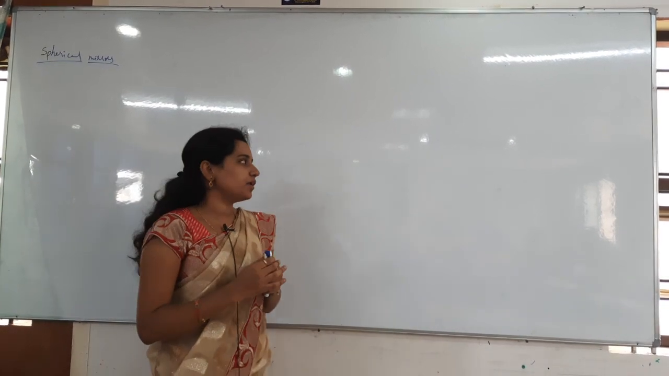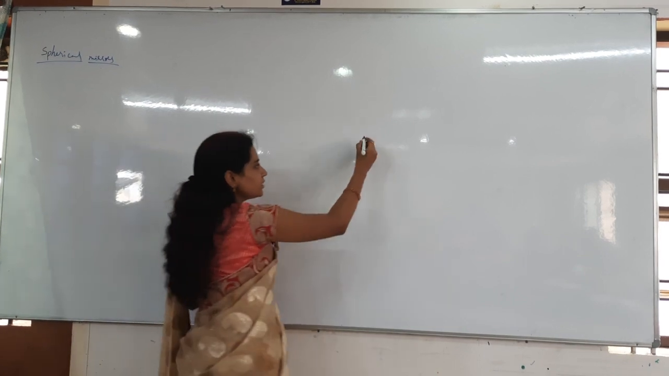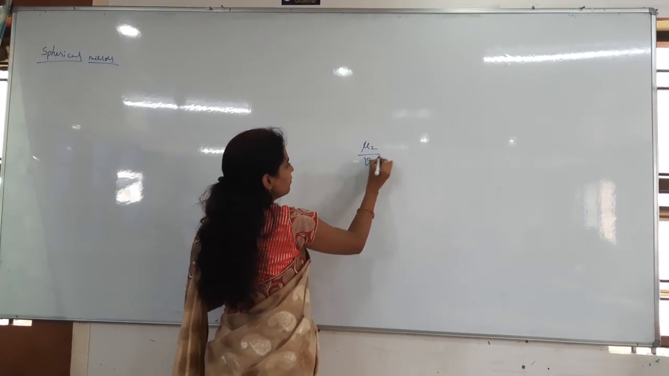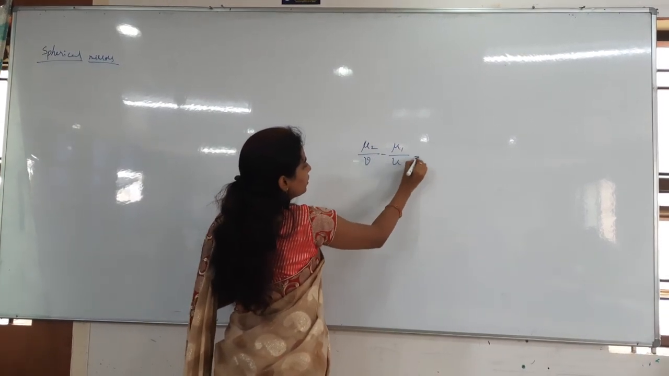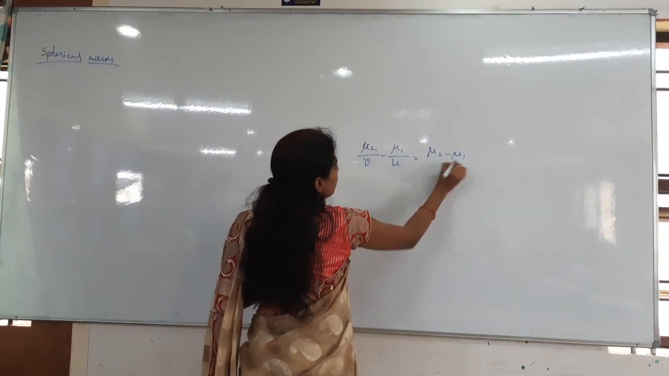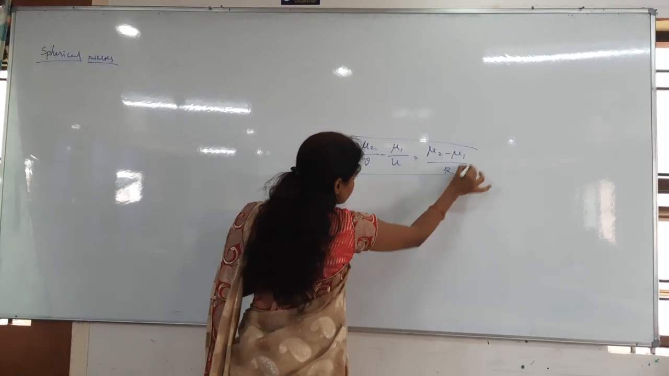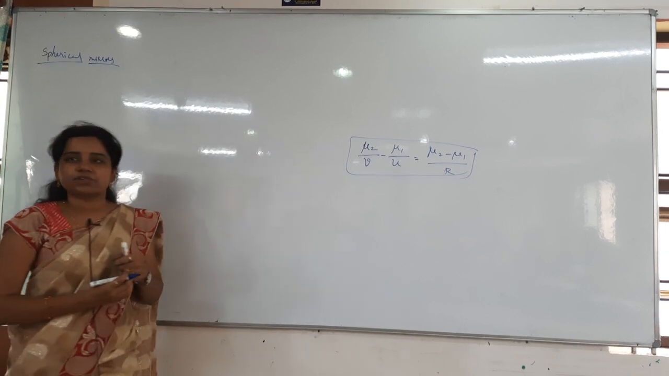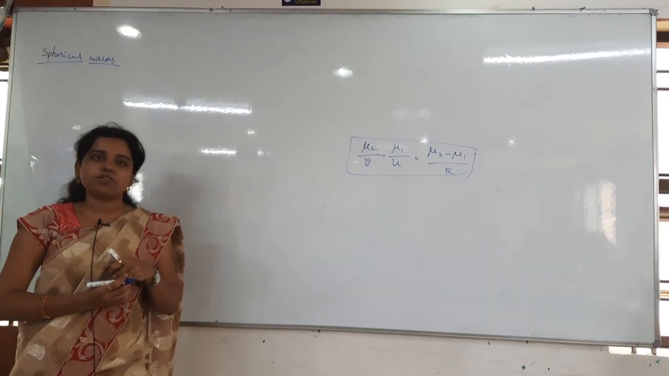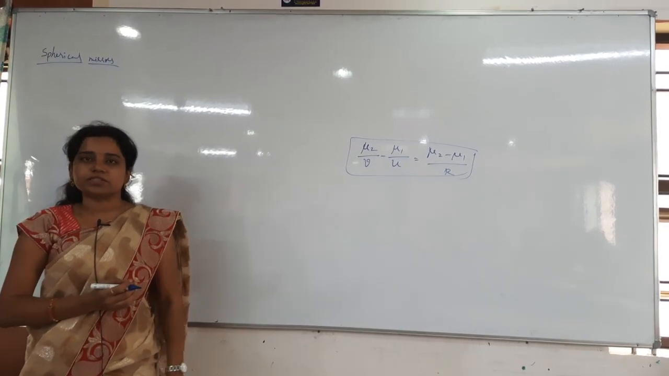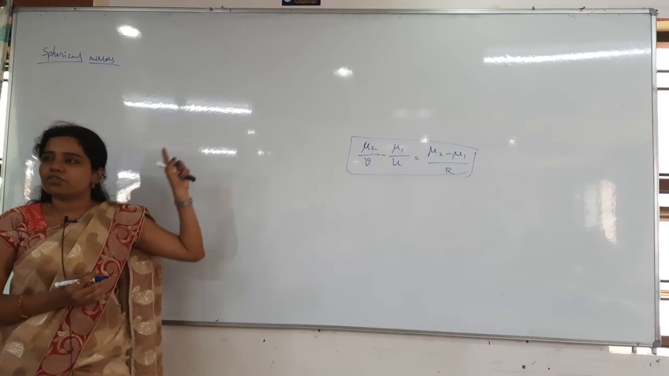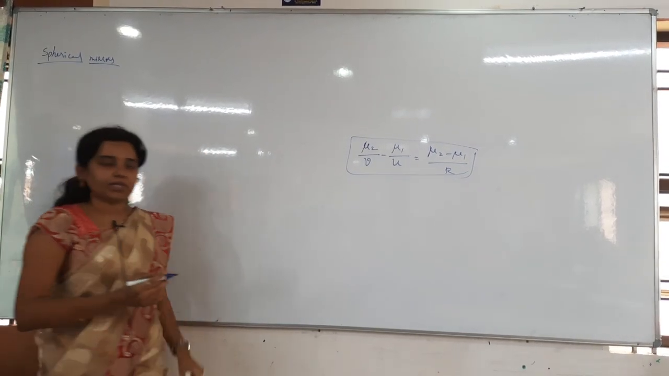The refraction formula is mu2 by v minus mu1 by u is equal to (mu2 minus mu1) by R. The same formula we are going to get for the lenses also. For now, you just remember the formula, that's it. By using this formula, we can solve everything very easily. So only I am taking this one.